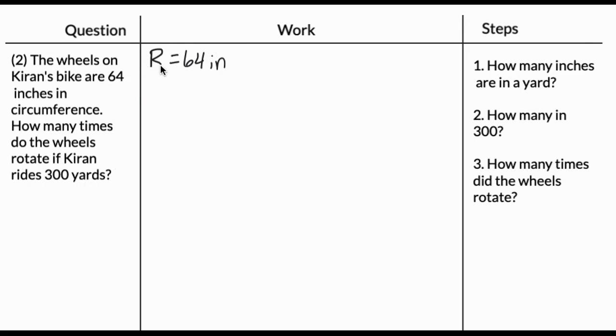So if one rotation is 64 inches, then we're trying to find out how many rotations would get us all the way to 300 yards. So really what we're doing here is we're going to take the number of rotations and multiply that by 64 inches, and that's going to give us 300 yards. So what we're trying to find is the number of rotations.